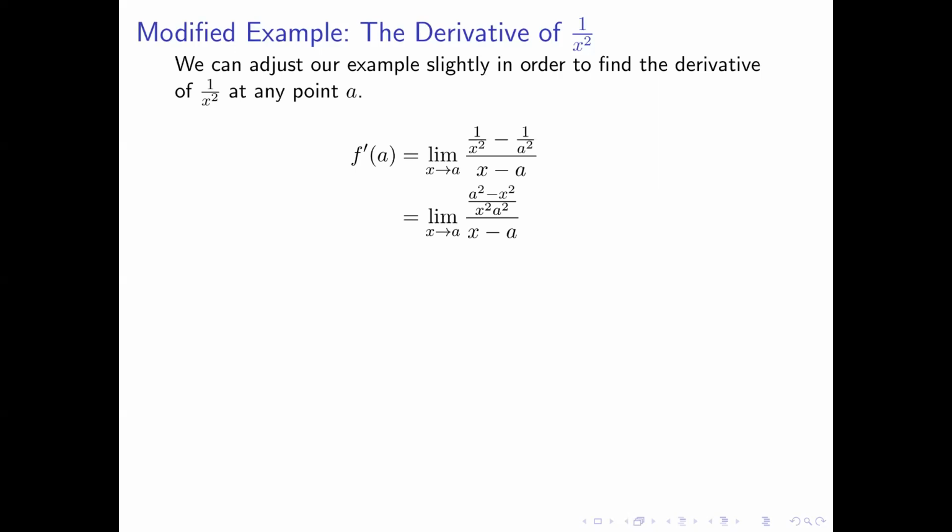The steps involved are exactly the same as our previous example. We'll get a common denominator in the numerator in order to subtract. We'll then factor a squared minus x squared and move x minus a into the main denominator of our expression. So we end up with this here.